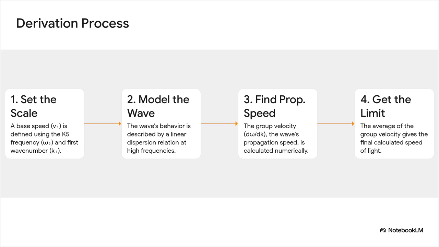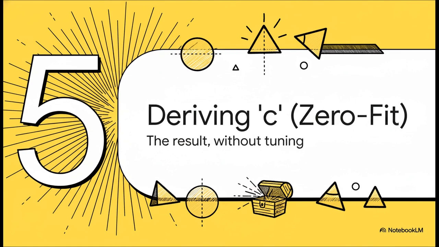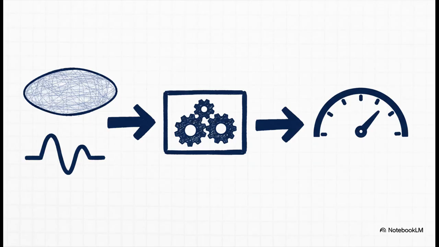And finally, you get the limit. You look at what happens to this speed at the highest possible frequencies, and the ultimate speed limit, well, that's your final answer for the speed of light. And now, for the moment of truth. What happens when you actually follow this recipe? This is where the model makes its most, well, audacious claim. The result? The calculation produces the known value for the speed of light, and how they get this number is arguably even more important than the what.